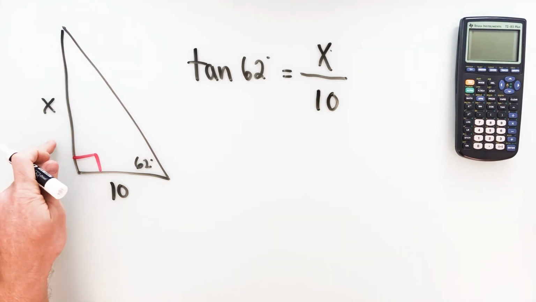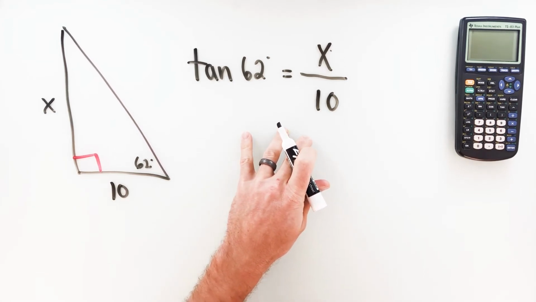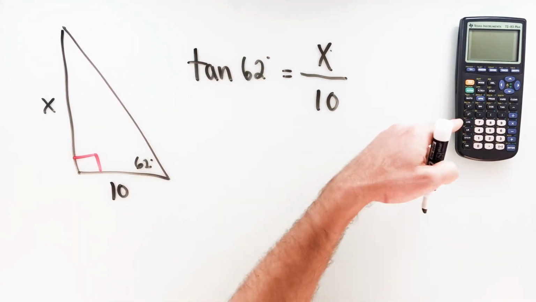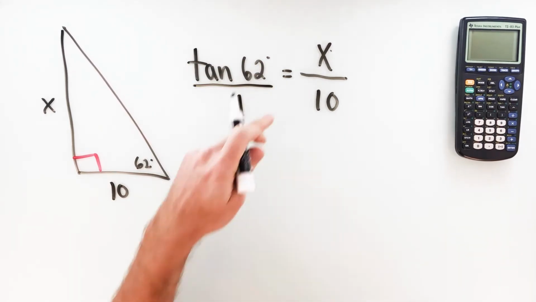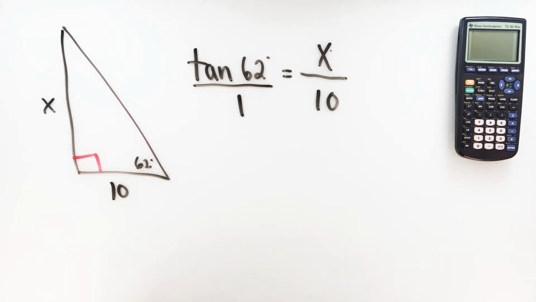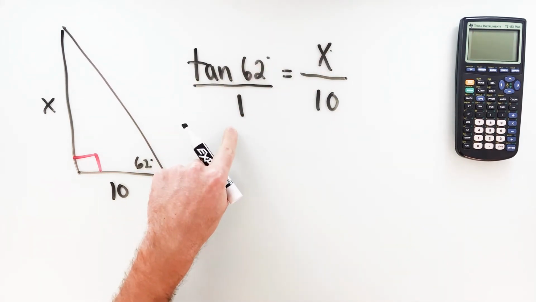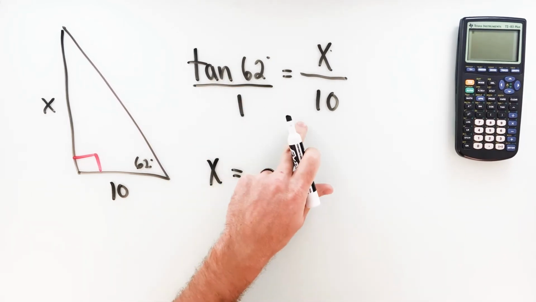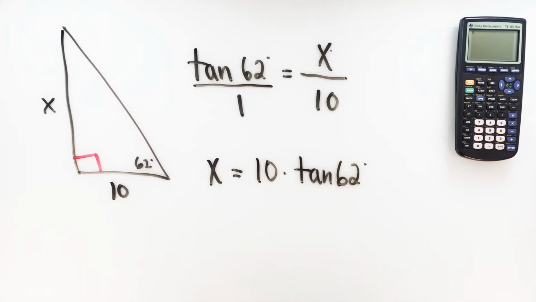Now I'm missing x, which is fine, because what I have is the makings of a proportion. A proportion, if you remember, is just a comparison of two equal fractions. I can put this tangent 62, because this is just a number, it's just a ratio, over 1 and not change the value, because now I have a proportion. And to solve proportions, you can use what's called cross multiplication. So I've got x times 1, which is just x. I've got 10 times tangent 62, or tangent 62 times 10. So I've got x equals 10 times tangent of 62.